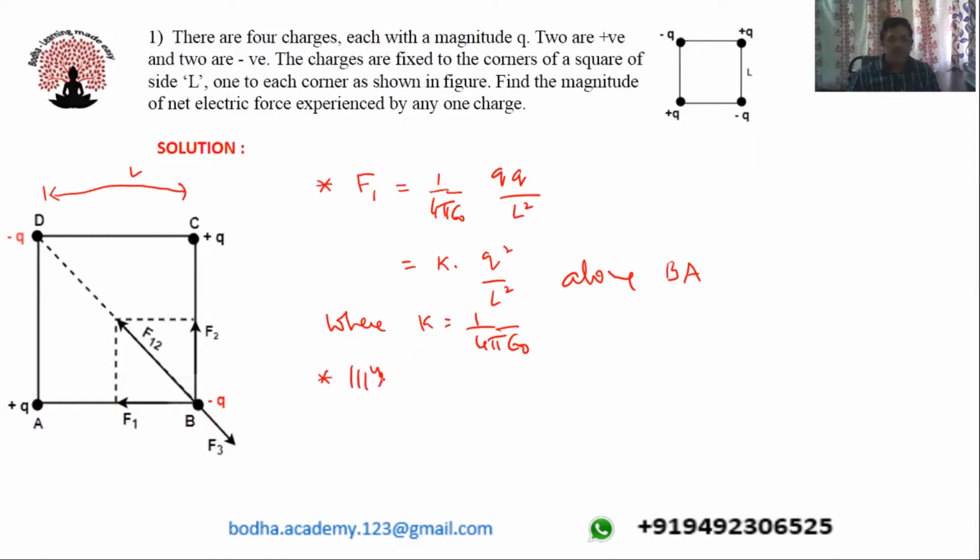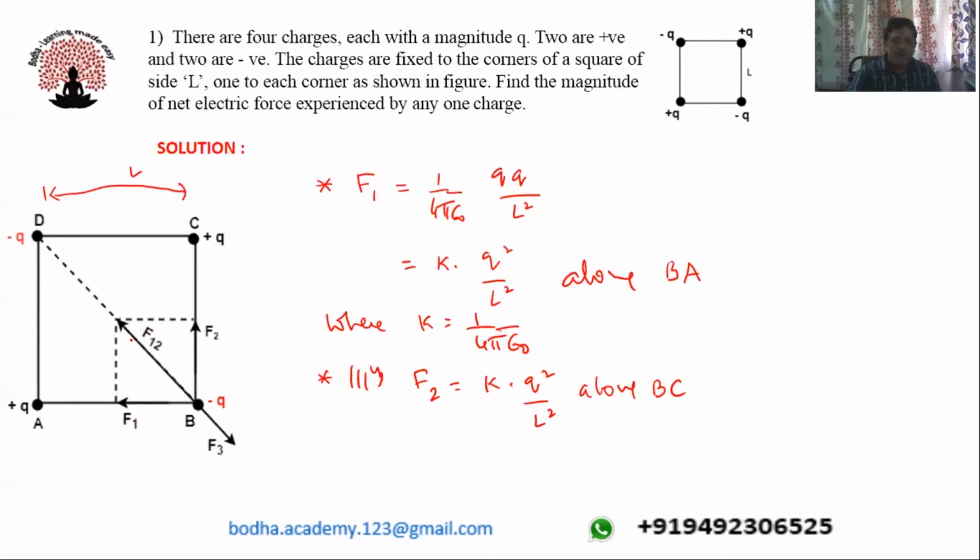Similarly, the force between the charge at B and the charge at C is given as F2 is equal to K into Q square by L square, and the direction of this force will be along BC. Here also you can observe that at B we have a negative charge and at C we have a positive charge, so the charge at B is attracted towards the charge at C. Hence the direction is along BC. Now these two forces F1 and F2 can be considered to be adjacent sides of a parallelogram. Hence the resultant will be along the diagonal of the parallelogram.